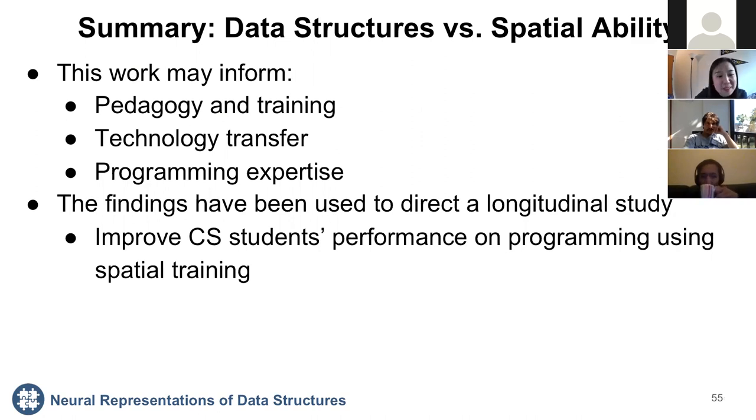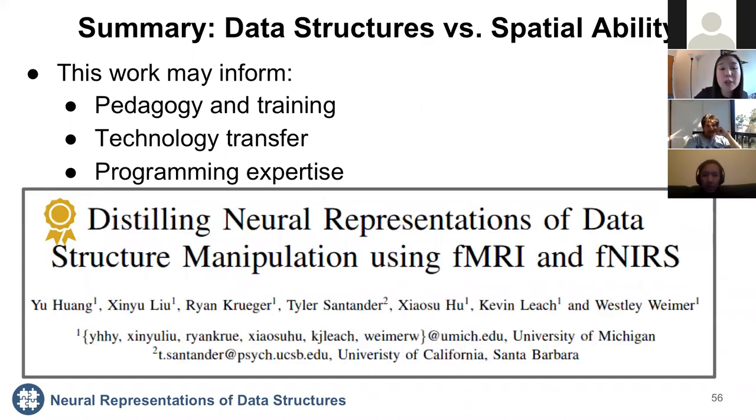In fact, this year, the findings we just talked about have already been used to direct a longitudinal study to investigate how to use spatial training to improve CS students' performance on programming. And we're also glad our work has been well received in the software engineering community, including receiving a distinguished paper award from ACM at ICSE.